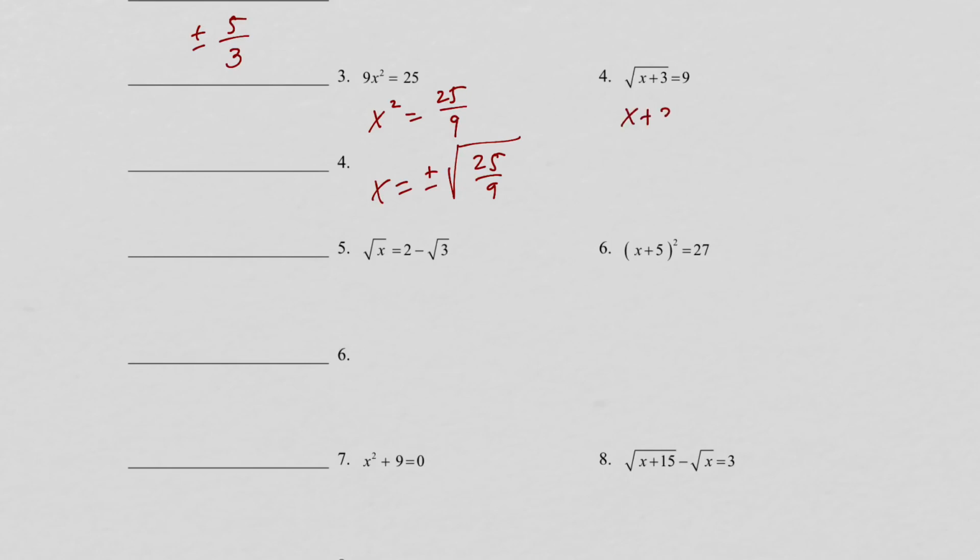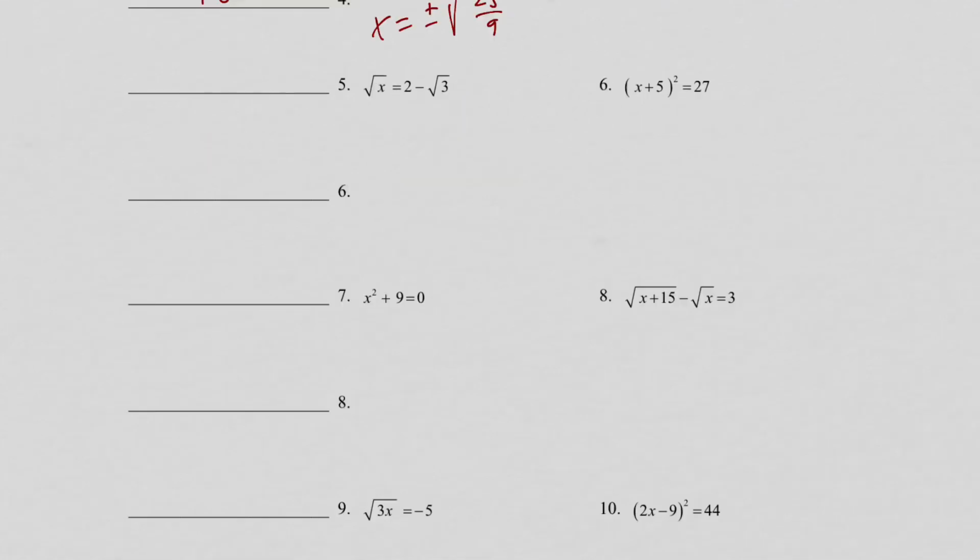We'll have x plus 3 is equal to the 9 squared, which is 81. So x is equal to 78. We're going to square the left-hand side and just get x.